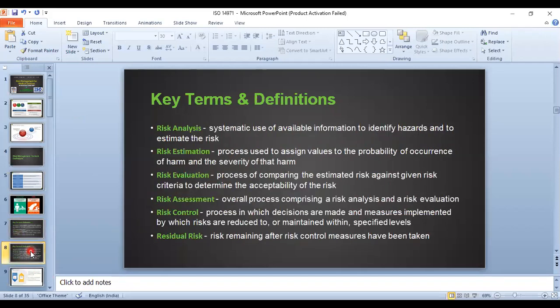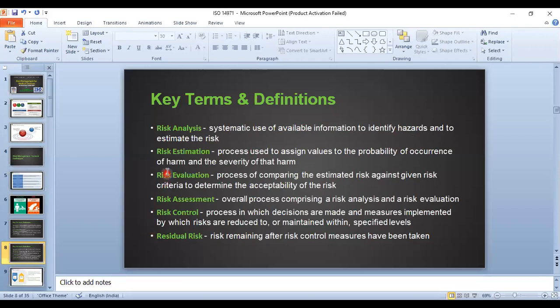Then coming to some more definitions. A risk analysis. What is meant by risk analysis? A systematic use of available information to identify hazards and to estimate the risk is known as a risk analysis. They clearly mentioned systematic use of available information. What is the available information? It may be technical information, or clinical information, or manufacturing information. What information they have available, based upon that they have to analyze the hazards and to estimate the risk. That is known as a risk analysis.